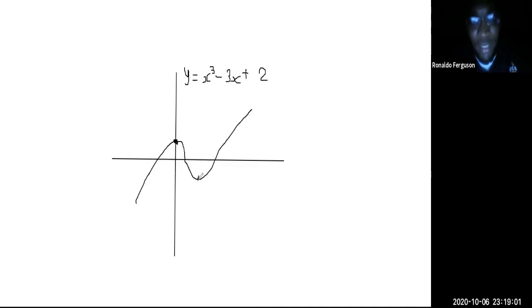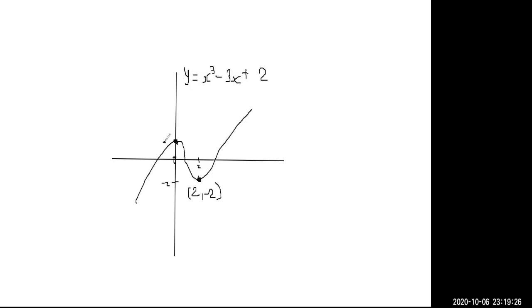So this point is going to be (2, negative 2). And so this is the point 2, of course. This is when x is 2. And this is when y is negative 2. Then right here is when x is 0 and y is 2. Very good. And this is how we sketch the curve of y equal to x cubed minus 3x plus 2.